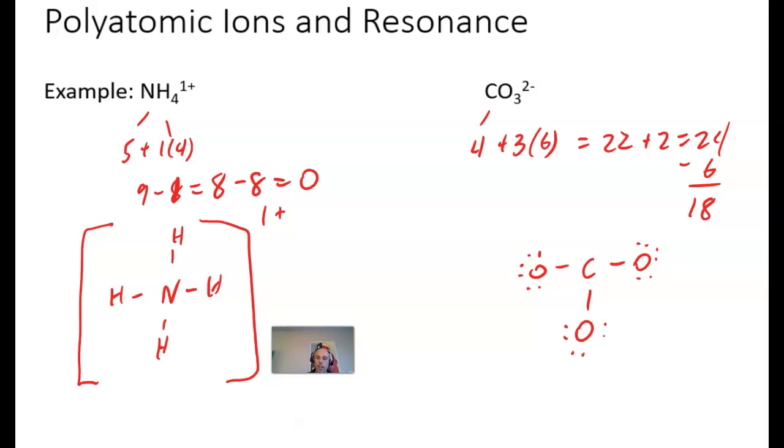Now, this is where this thing about resonance arises. If it's an even choice, an equal choice, which atom to move the lone pair from, because all 3 oxygens are the same, then it doesn't matter which one you move it from, except that it's misleading. So let's move it and then talk about resonance.